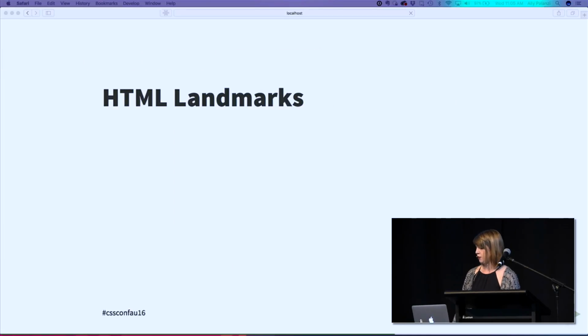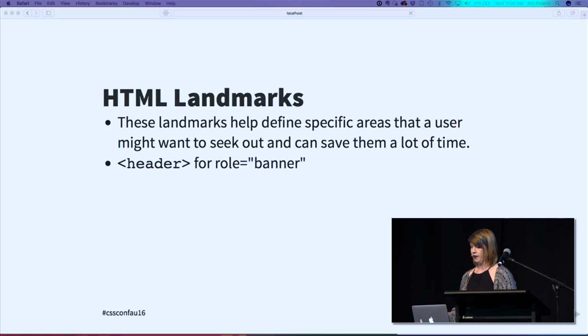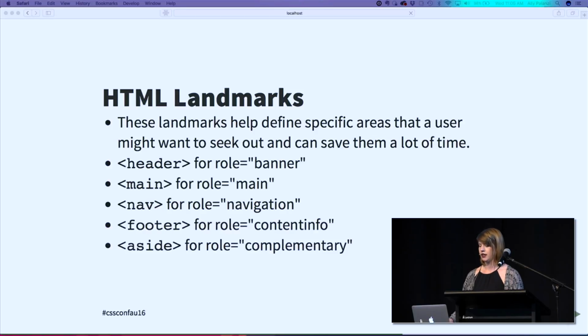And HTML landmarks. So these help define specific areas that a user might want to seek out and can save them a bunch of time. So for example, if you're using a screen reader and need to skip to the navigation, this helps with that. The HTML5 elements like header, main, nav, footer, aside all have these built in, but if you're not using those, you can add role banner, role navigation, etc. to add that in.